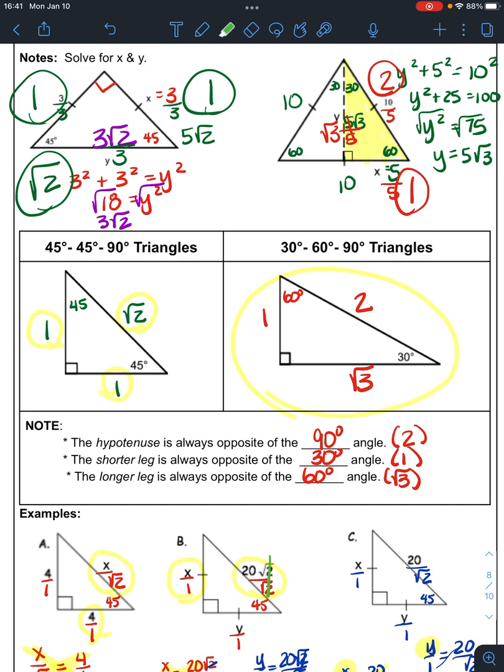So these numbers are important. You want to keep them handy. Anytime you see a triangle that has a 45, a 30, or a 60, it's going to involve this nice little shortcut.